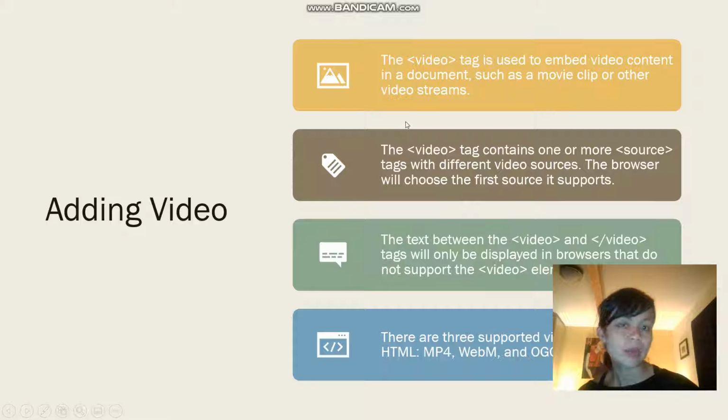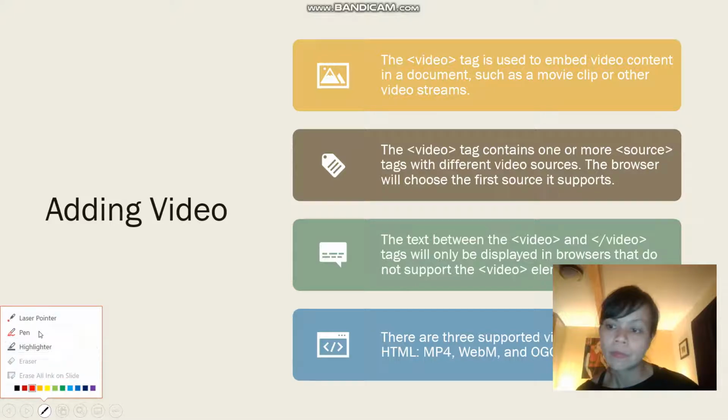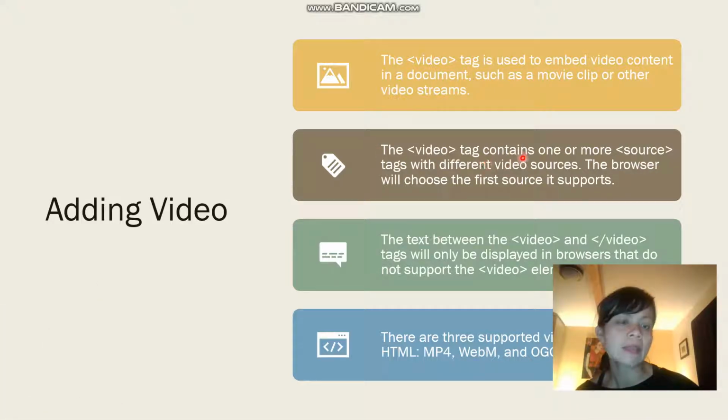The video tag is what we use to embed video content in an HTML document, such as a video clip or other video streams. The video tag contains one or more source tags with different video sources. So you have more than one source, which is different than what you're used to with image tags. You typically only point to one source, right? Where you have the image in the image folder. But with the video, we're going to provide more than one source.